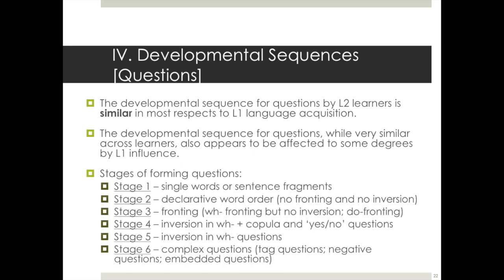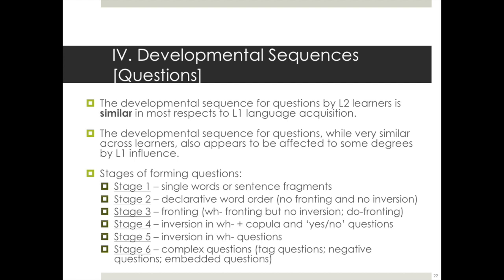But if we look at the first 3 stages, for example, we have stage 1, where single words or sentence fragments are used to express questions. So for example, if we ask someone, do you want tea? It will be like tea with a rising intonation, or one tea. Very simple sequences. Stage 2 is declarative word order without fronting or inversion. You want tea, the way a declarative statement or sentence is formed.